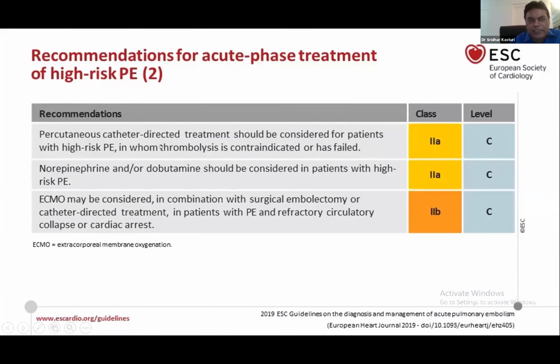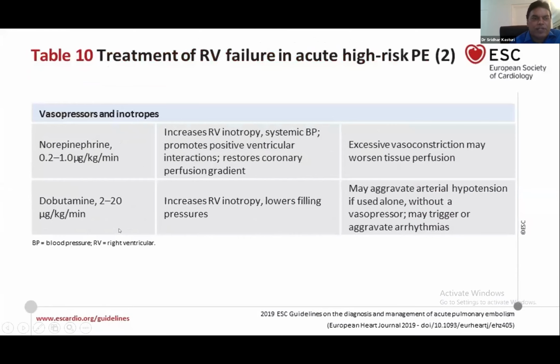Percutaneous catheter-directed therapy should be considered for patients with high risk in whom thrombolysis is contraindicated or has failed. There, you can try aspiration catheters. Norepinephrine can be given as inotropic support. ECMO may be considered in combination with it. It is not always ECMO when you are thinking of surgical embolectomy or catheter-directed therapy, as additional adjunctive therapy. That is very, very important.